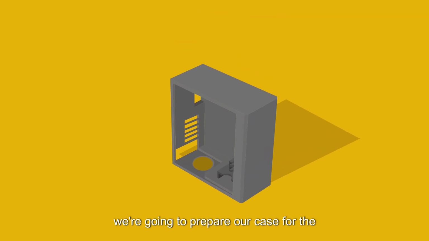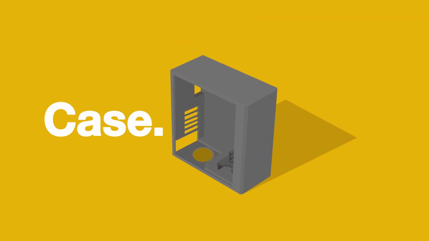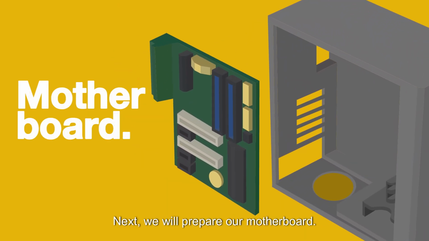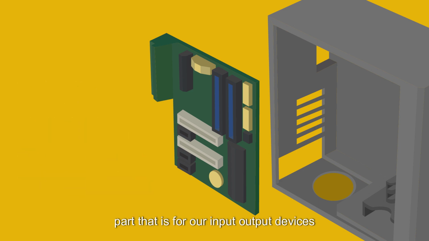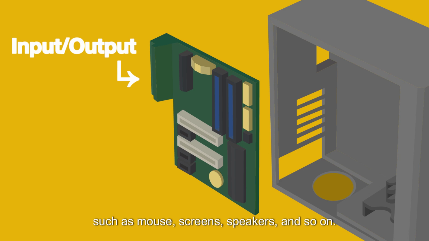First, we're going to prepare our case for the computer, which will contain all of our hardware components. Next, we will prepare our motherboard. The motherboard is the heart and backbone of the computer. It connects all the other components together in one place. Notice how the left side has an enlarged part. That is for our input-output devices, such as mouse, screens, speakers, and so on.